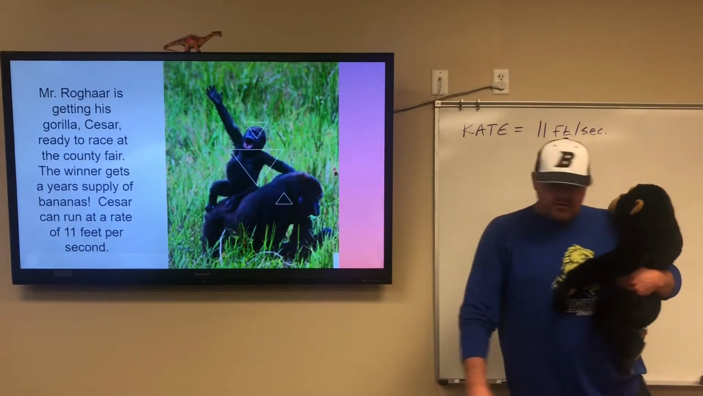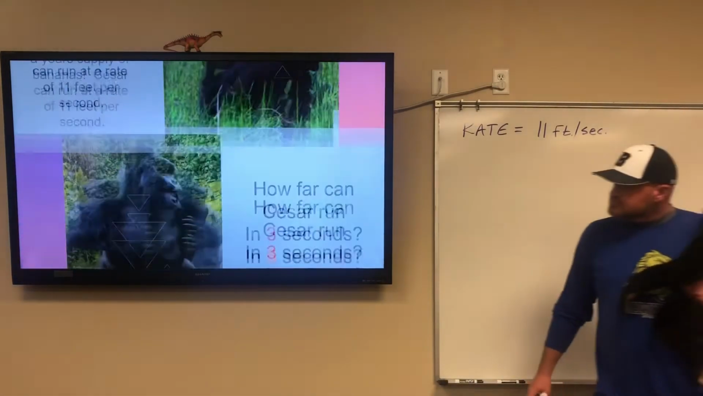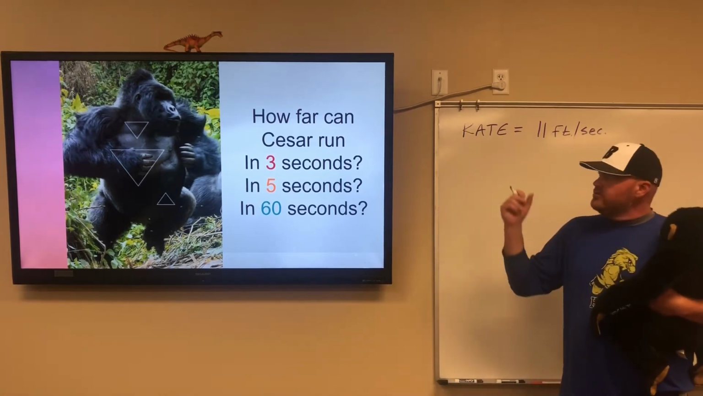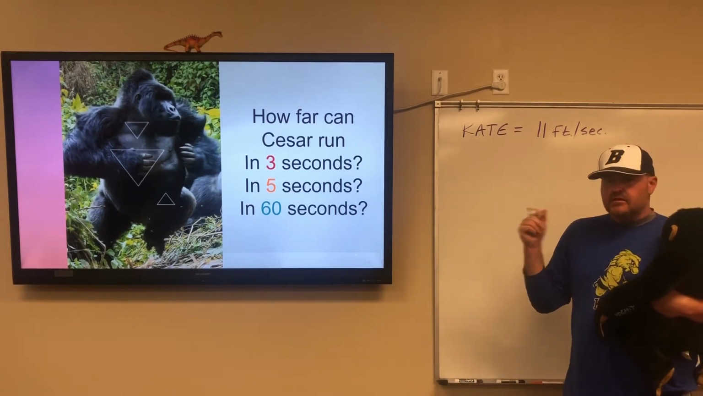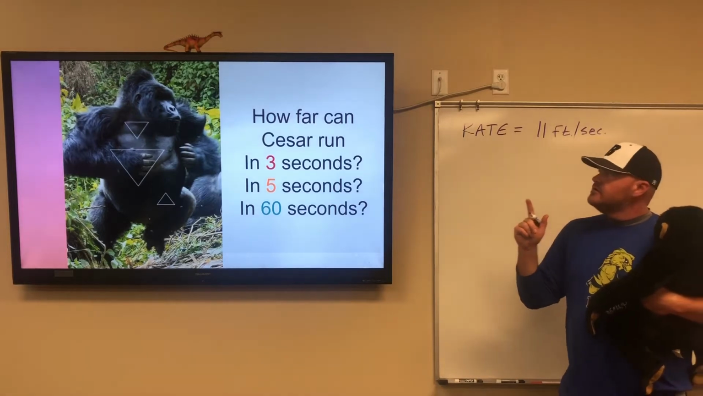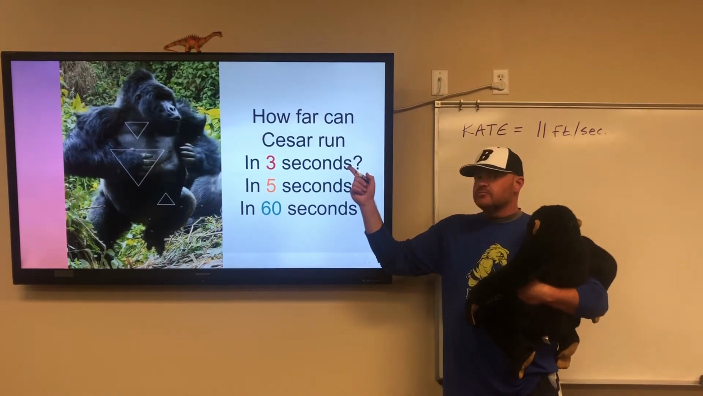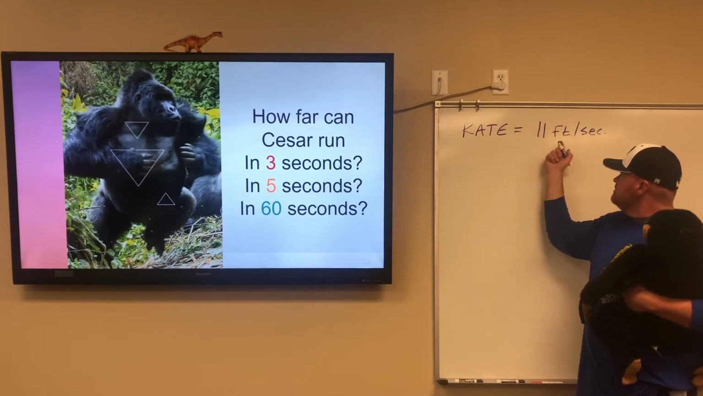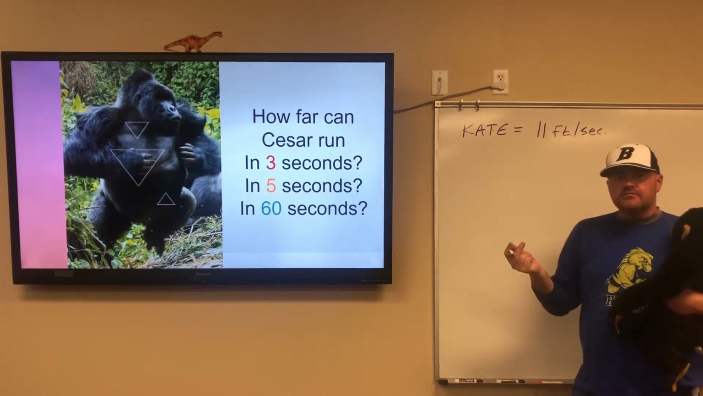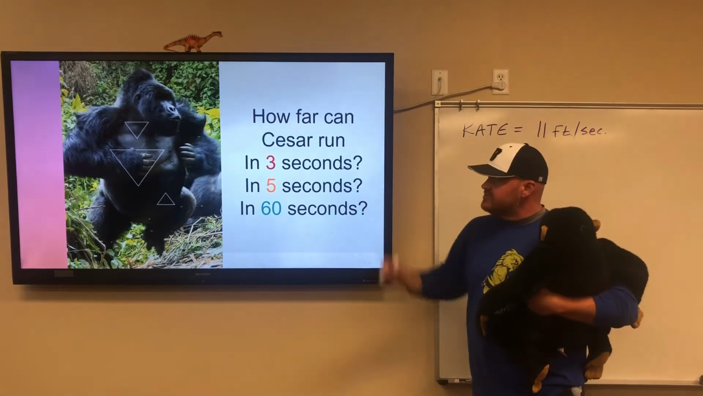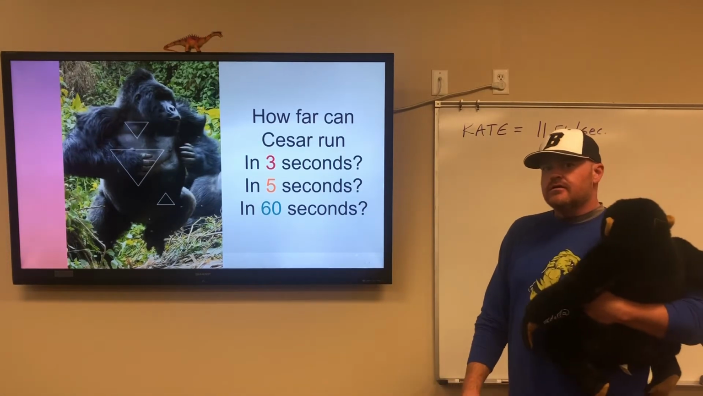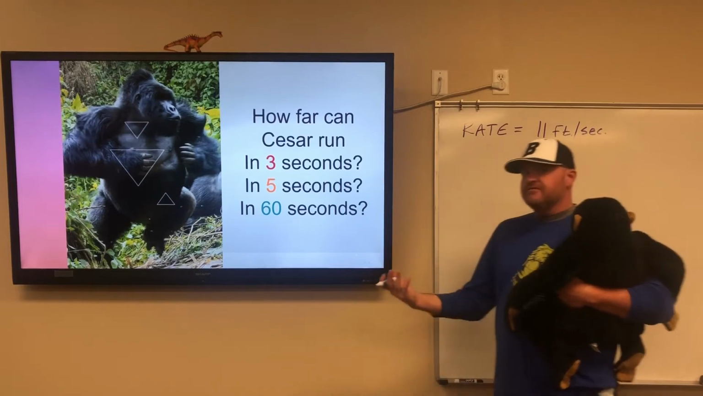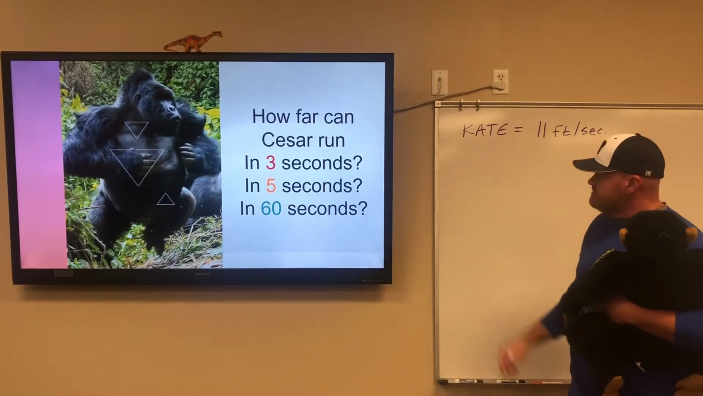Now, in Caesar's training, well, actually pause for a second. If I know that Caesar can run 11 feet in 1 second, how far can he run in 3 seconds? Well, that's pretty easy, right? All I have to do is multiply this by 3, and so now I know in 3 seconds, Caesar would run 33 feet. In 5 seconds, how far would he run? 55 feet. 11 times 5 is 55.